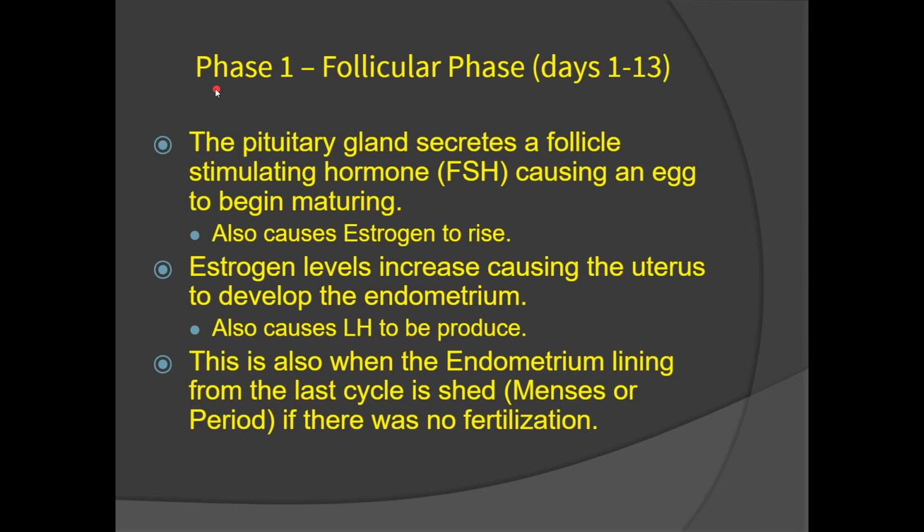So phase 1, known as the follicular phase, between days 1 and 13, the pituitary gland secretes follicle-stimulating hormone, more commonly referred to as FSH, causing an egg to begin maturing. This also causes estrogen to rise. Estrogen levels increase, causing the uterus to develop the endometrium. Okay, also causes LH, or luteinizing hormone, to be produced. This is also when the endometrium lining from the last cycle is shed, okay, through what is called menses, or period, if there was no fertilization.